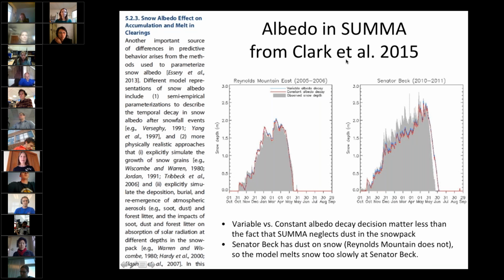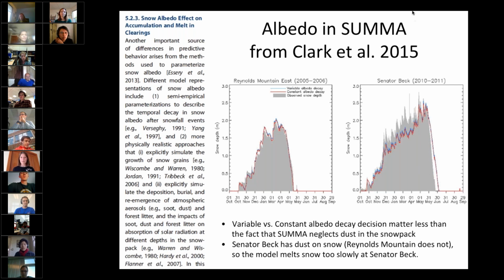So here's from the paper you looked at. This was section 5.2.3. And this figure on the right is Senator Beck. That's the picture I showed you in the title slide from Jeff Deems. And I said, how did SUMMA do here? And it turns out that you can run SUMMA with various albedo parameterizations from different models. And they are very close to each other, but neither of them actually represents reality, which is the gray shading here, which is the observed snow depth, which is melting a lot faster because it has a bunch of dust in it. And the model didn't track dust.